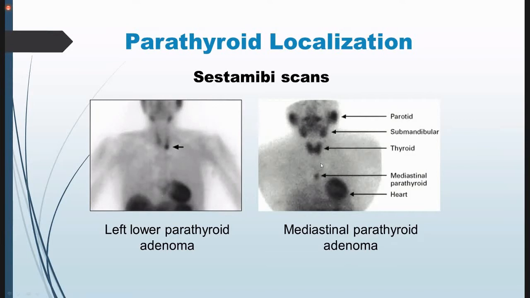Whereas here, the gland is highlighted down in the mediastinum. So this is an ectopic position of a parathyroid gland, which is also an adenoma. Sometimes it is not found behind the thyroid; rather, it has gone further down into the mediastinum.